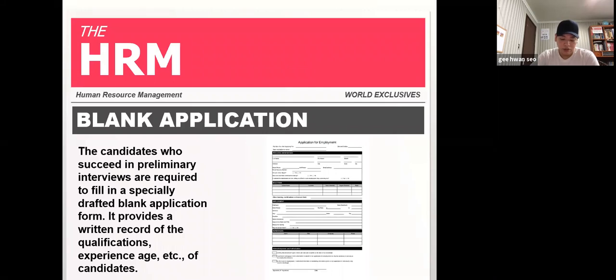There's no standard form of blank application for all firms. As far as possible, it should be simple and brief.